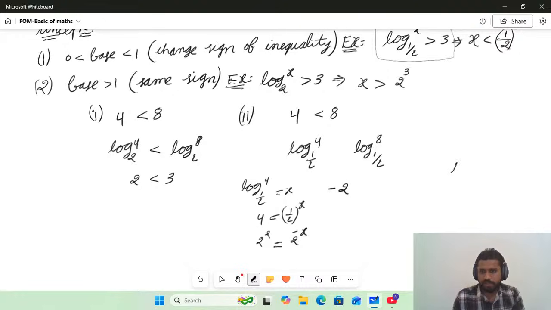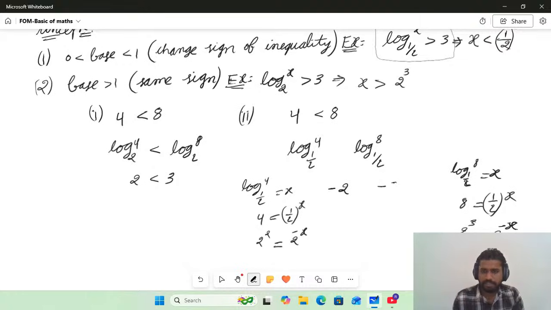Now log 8 with base 1 by 2, consider it as x. So 8 equals (1 by 2) whole power x. Now 8 is nothing but 2 cube, and this is 2 power minus x. So x equals minus 3.